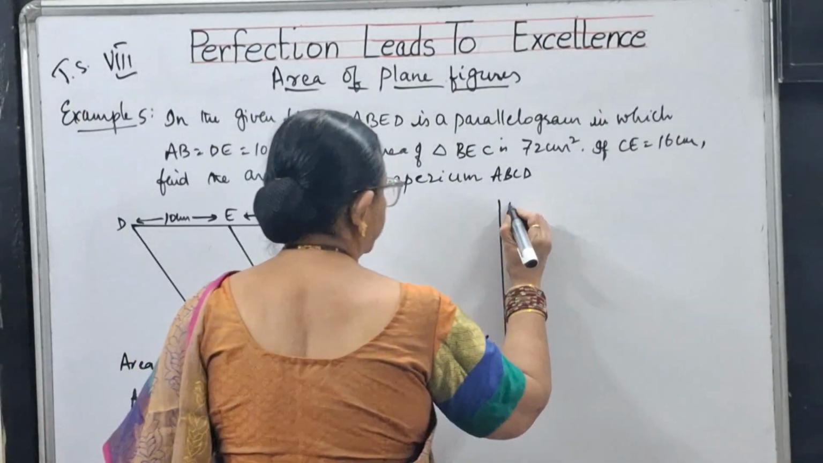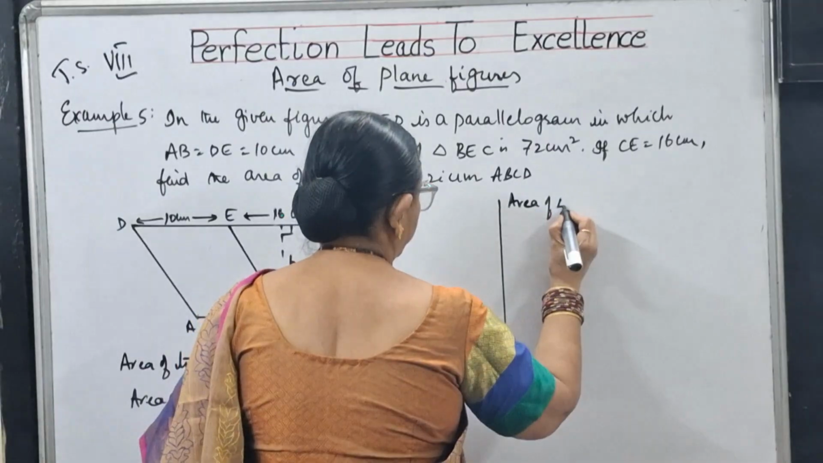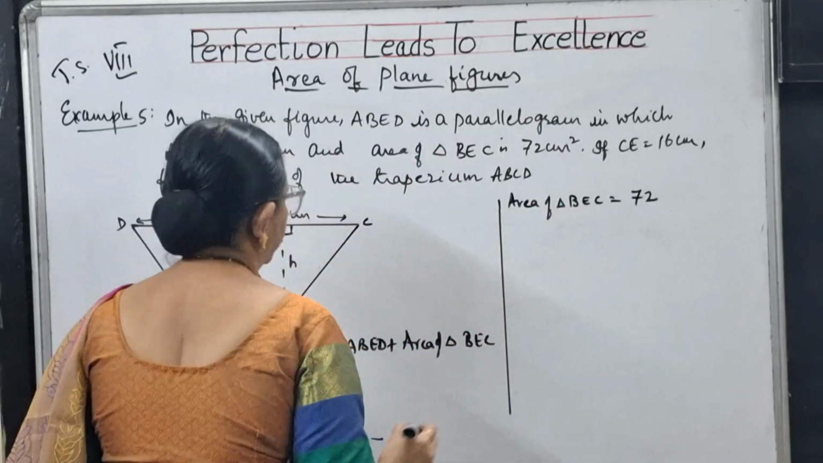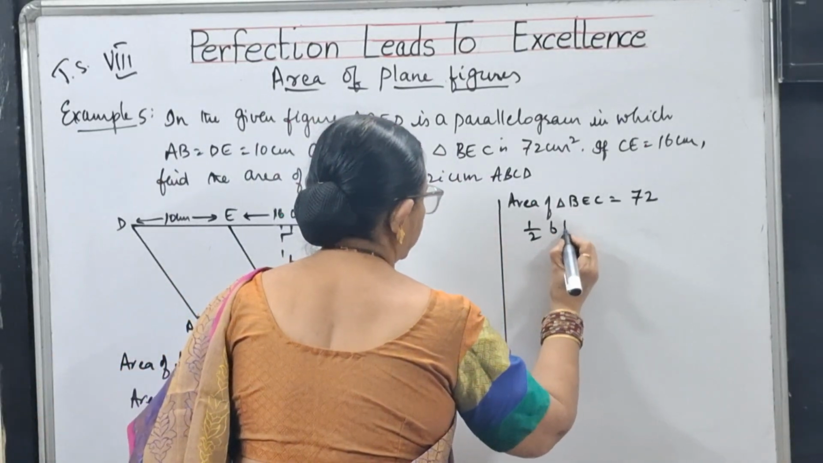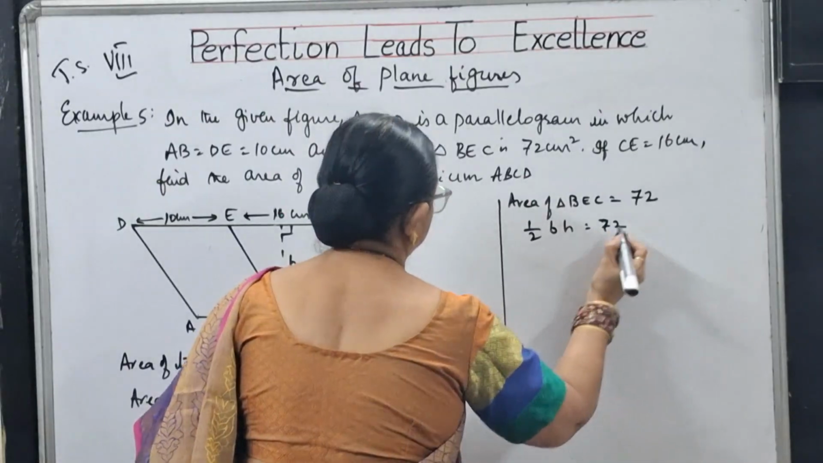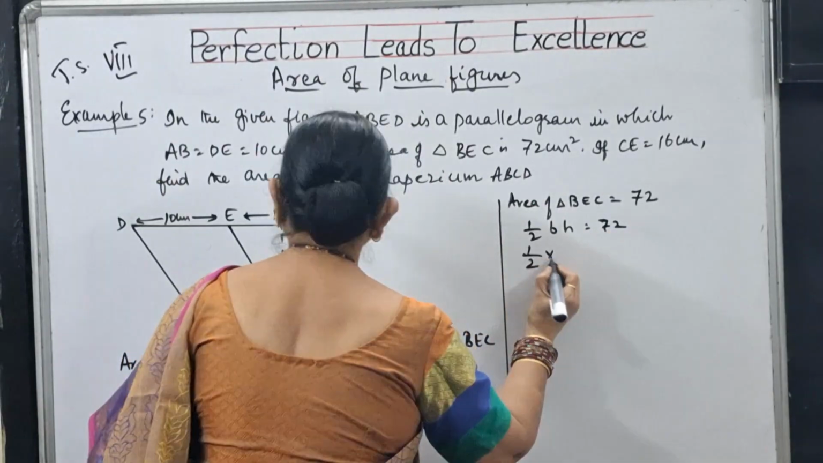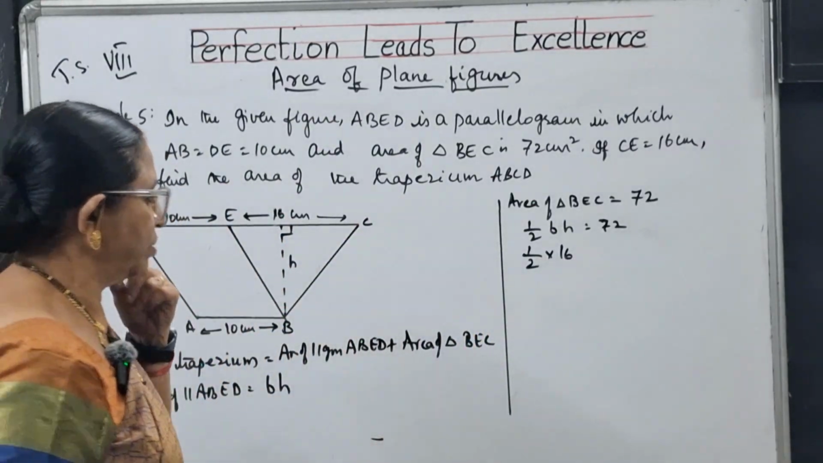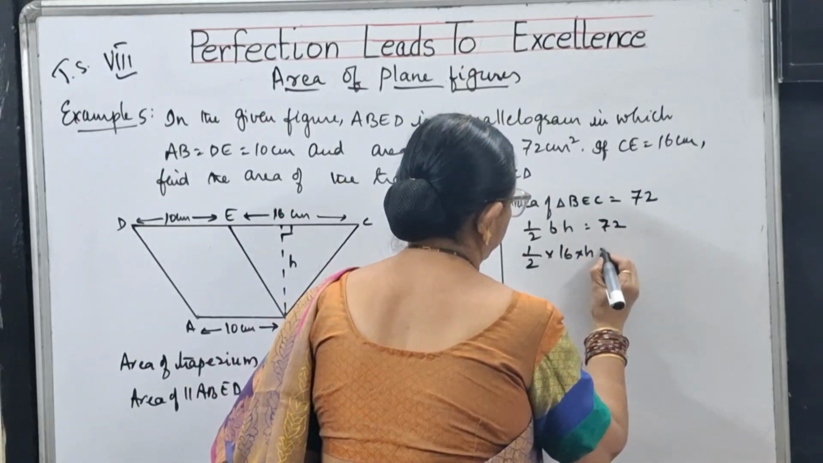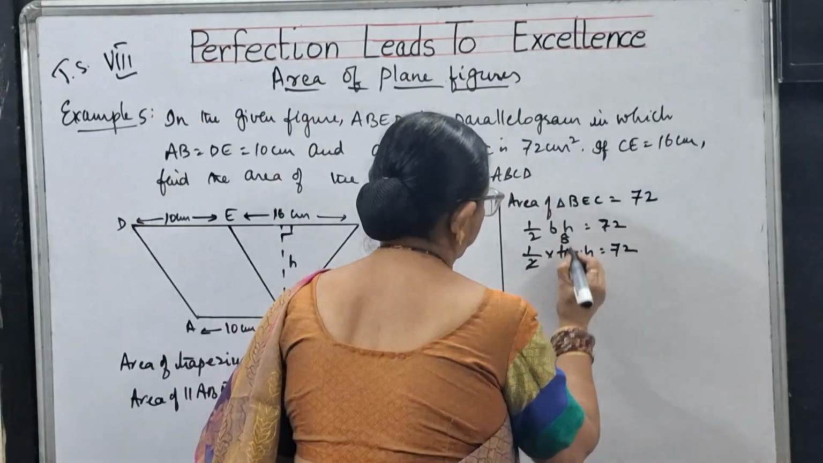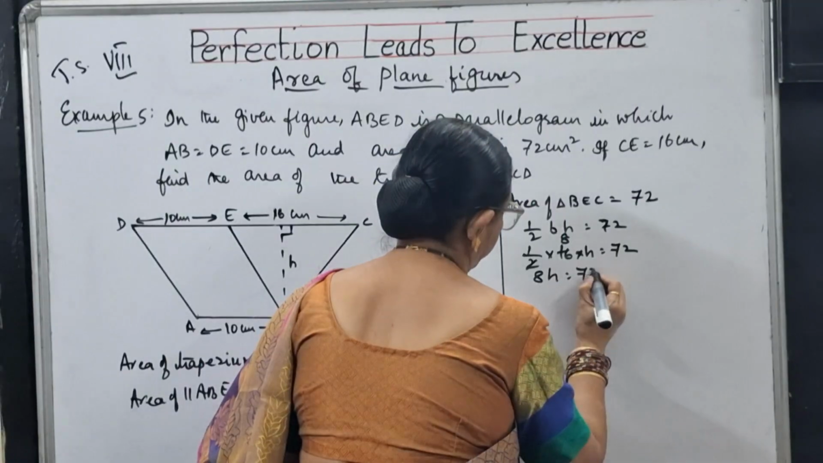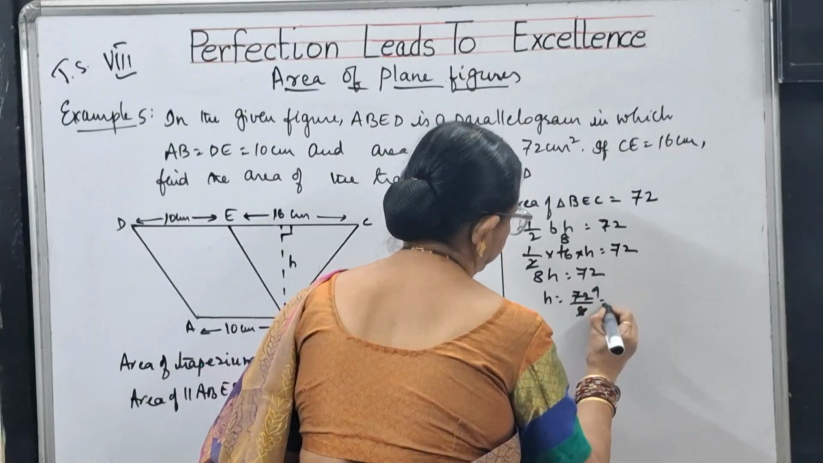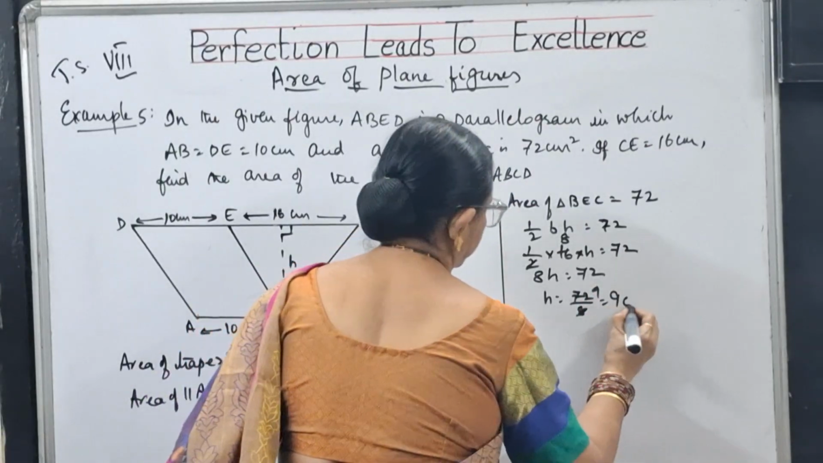So area of triangle BEC is equal to 72 square centimeters. Area of triangle BEC is half, base into height is 72. So half into base is 16 centimeters. This is the base 16 centimeters into height is 72. So 2 ones are 2, 8 twos are 16, 8h is equal to 72. So what is h? 72 by 8. 8 nines are 72. So h is 9 centimeters.